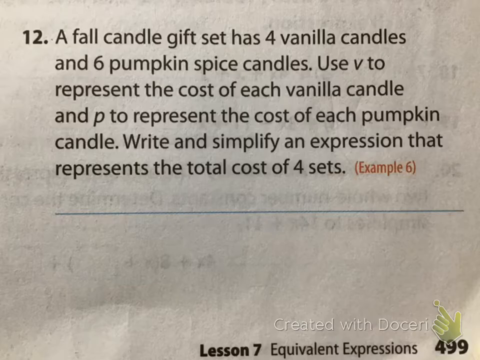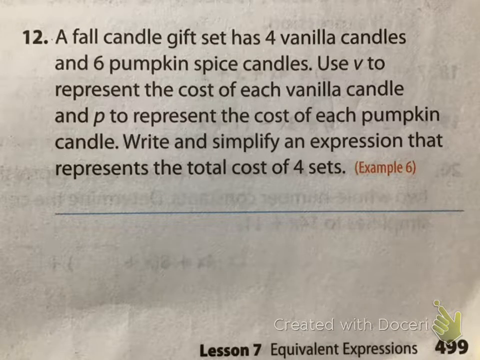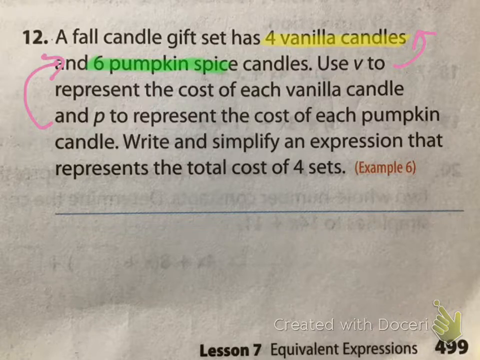So that's our answer. Let's look at this problem, and we're going to highlight the key words. A fall candle gift set has 4 vanilla candles and 6 pumpkin spice candles. What's the important information here? What is the important information, Lucy? 4 vanilla candles. And what's the other important piece, Miles? There are 6 pumpkin spice. Then it tells us to use V to represent the vanilla and P to represent pumpkin.